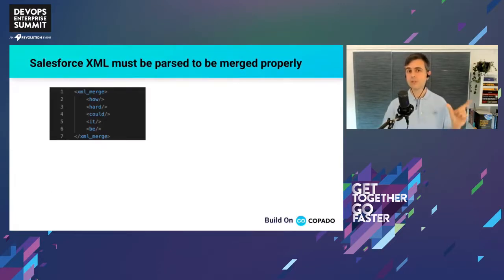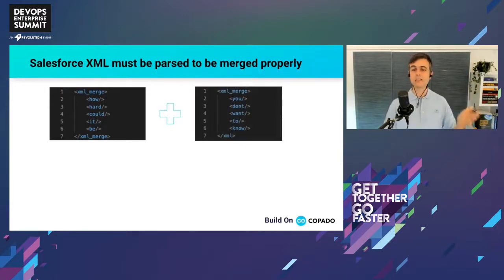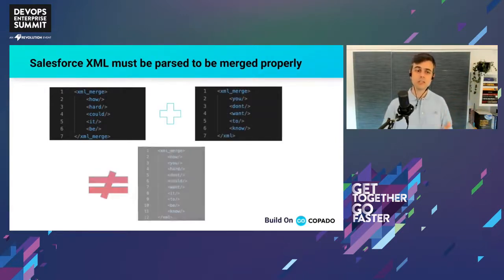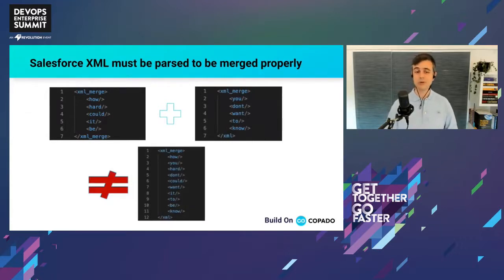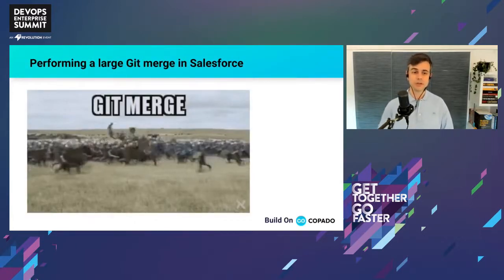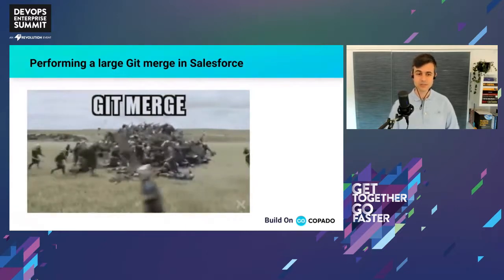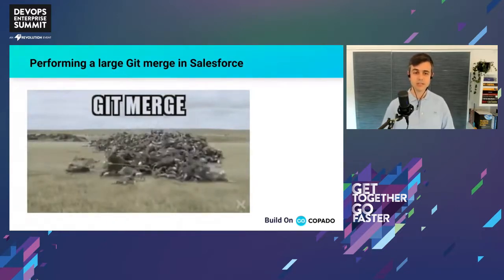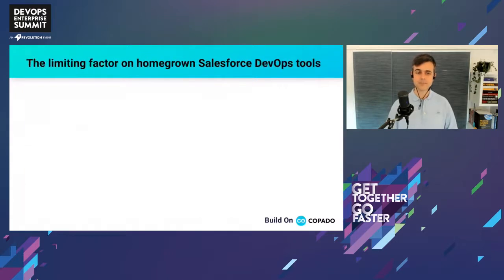Now, what happens when you try to merge XML files in Git? You might think, XML merge, how hard could it be? The answer is you don't want to know, because if you merge these, you get something like "how you hard don't could want it to be now," which is probably not what you intended. So this is a picture of an actual Git merge conducted in Salesforce. This is from a project that I was on a couple of years ago. As you can tell, it's kind of tricky.